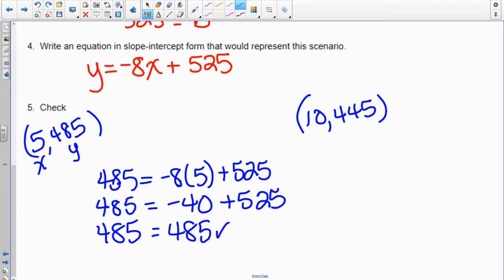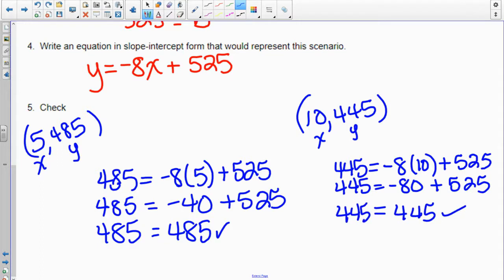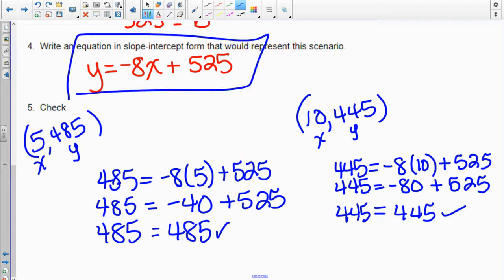Again, we'll go over here. So y is 445 equals, the slope was -8 cards, giving away 8 cards. This time 10 friends and 525 cards in his collection to start with. So -8 times 10 is -80. Add that to 525, which would be 445. So both of these check, which means this is the equation I was looking for.